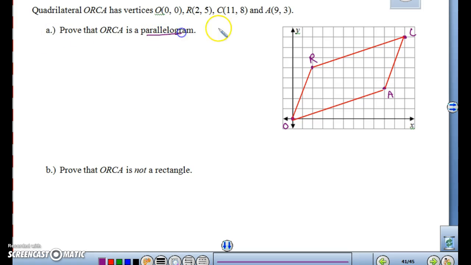So a parallelogram has both pairs of opposite sides parallel. Okay, so we have to prove that both pairs of opposite sides are parallel. What formula do we have to use to prove parallel? Well, we have to use slope. So we have to use the slope formula. So m is equal to delta y over delta x. So I need to find the slopes of the opposite sides.